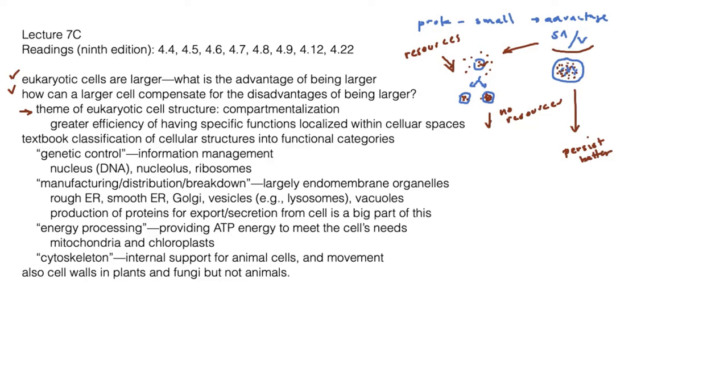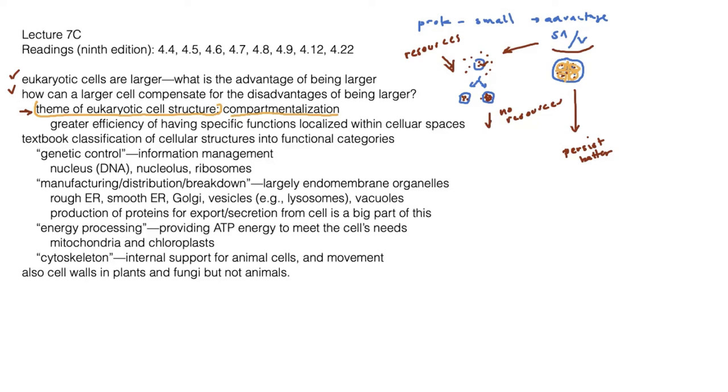If you're a larger cell, you could potentially split up the work into different zones of the cell. You could have one compartment doing energy processing. You could have one compartment doing manufacturing of proteins. You could have another compartment doing the breakdown of wastes, right? You have another compartment doing the control of information, right? And so the idea that we develop with eukaryotic cell structure, in fact, the theme of eukaryotic cell structure discussions is going to be compartmentalization.